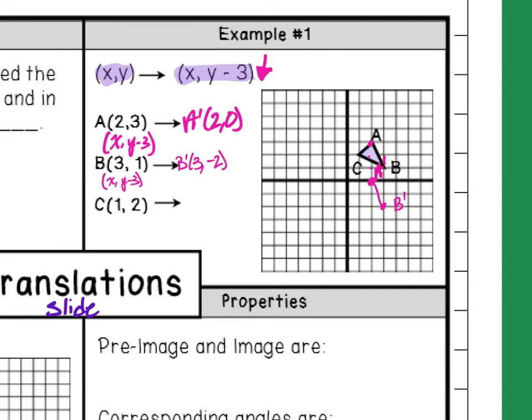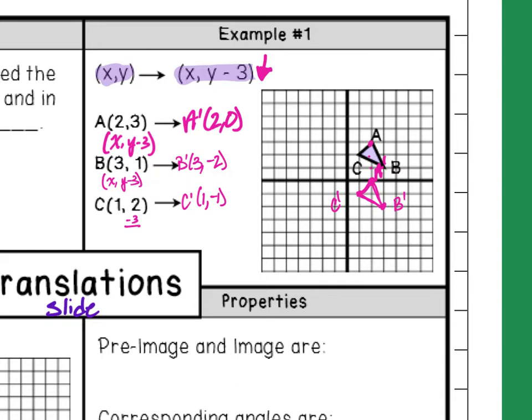And then C prime is going to become 1, and I subtract 3 from that, and I get negative 1. So if I do that, 1, 2, 3, beautiful. It's in the same spot. And as you can see, even though my drawing kind of sucks, it looks like it's the same shape, just shifted down 3 units. Okay, and that's all it is.